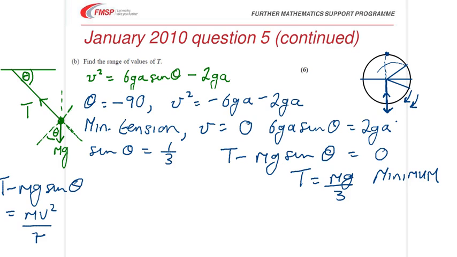Now the maximum tension is at the bottom. We've just got room to fit it in here without going to another page. At the bottom of the path, when theta is 90, V squared works out to be 4GA. Just check that yourself.